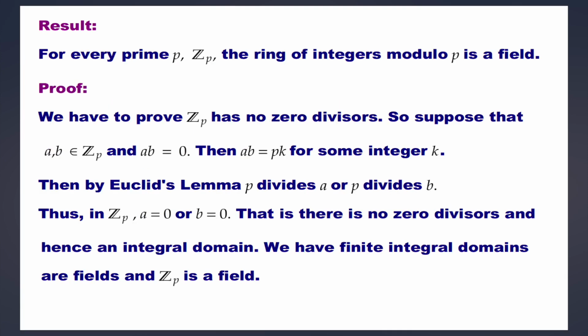Let us see another result. For every prime p, the ring of integers modulo p, Z_p, is a field. The proof? We have to prove that Z_p has no zero divisors. So let us suppose that there exist a, b belonging to Z_p and ab equals 0. Then ab equals pk for some integer k. Then by Euclid's lemma, p divides a or p divides b. Thus in Z_p, a equals 0 or b equals 0. That is, there are no zero divisors and hence it is an integral domain. We have finite integral domains are fields and Z_p is a field.